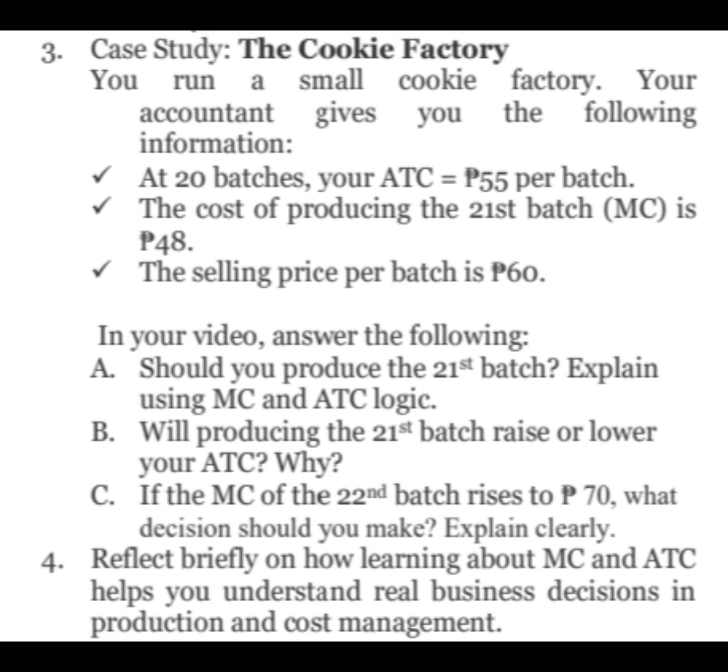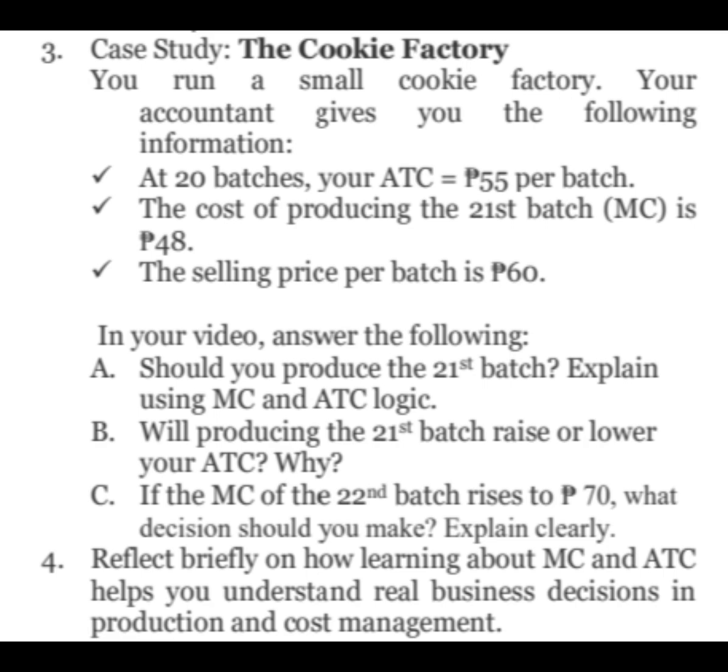For me, yes. The 21st batch should be produced since the marginal cost of producing the 21st batch, 48 pesos, is less than the selling price per batch, 60 pesos. Producing it will increase profit. Additionally, the MC of 48 pesos is less than the ATC of 55 pesos, indicating that producing the 21st batch will lower the average total costs, making it a beneficial decision. So, let's proceed to B.